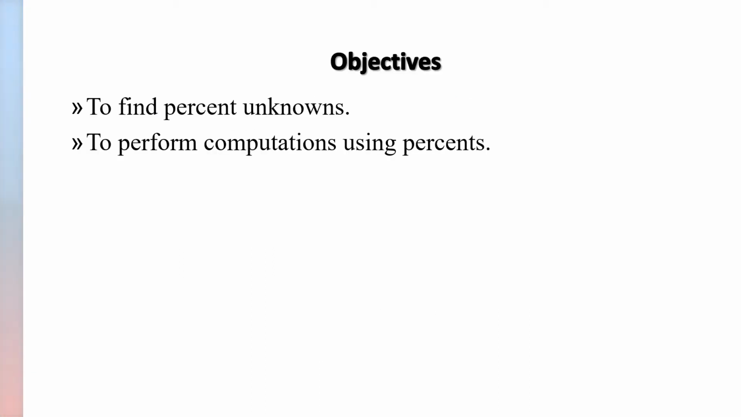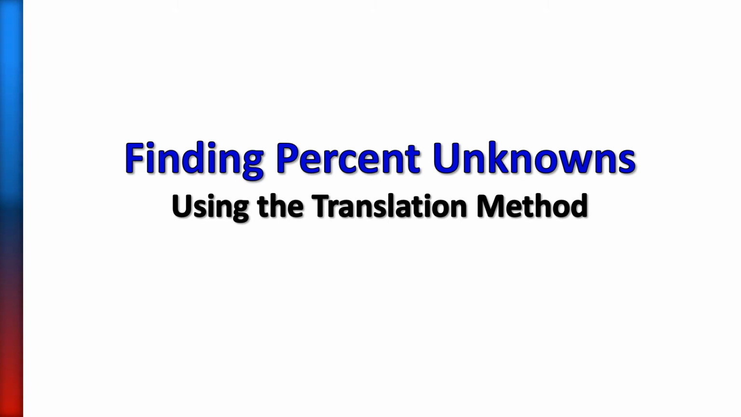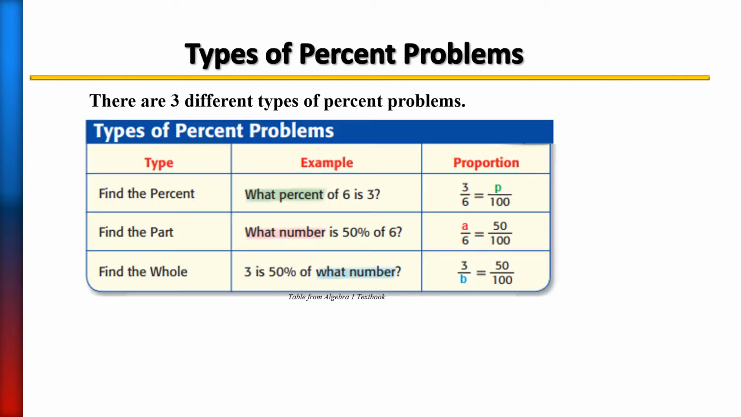Find percent unknowns. We're also going to perform computations using percents. Solve these problems by using what is called the translation method whenever you want to find percent unknowns. So the first thing you need to know is there are three types of percent problems you'll see.